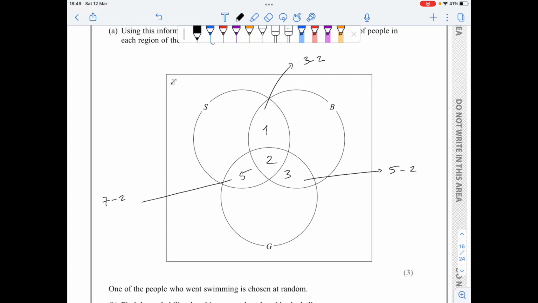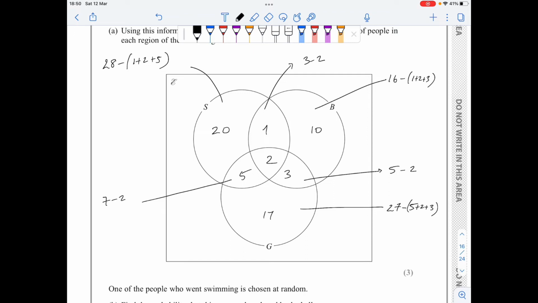And then let's start with the outside circle. So I've got swimming only is equal to 28 minus 1 and 2 and 5, comes out to be 20. Basketball only is 16 minus 1 and 2 and 3, which is 10. And then gym only is equal to 27 minus 5, 2 and 3, which comes out to be 17. Now, if you subtract 120 minus everything else, it comes out to be 62.